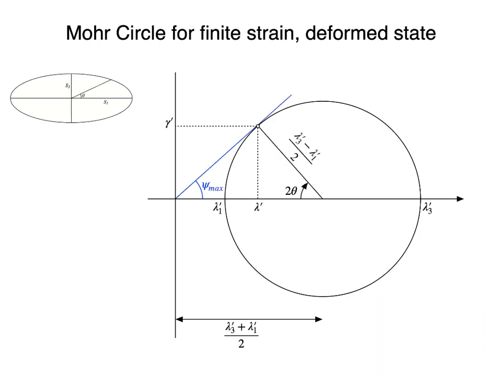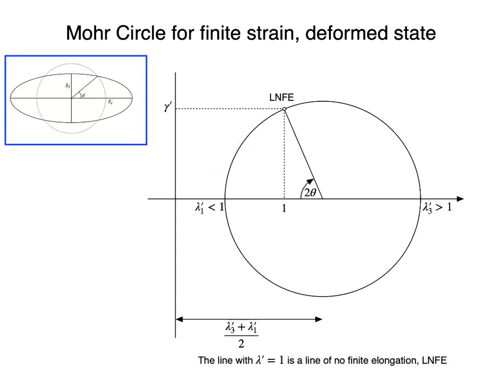Therefore, if we trace a tangent to the Mohr circle from the origin, this is the line of maximum angular shear and shear strain, and from the point of tangency with the circle, we can read the orientation of the line, theta, with respect to the long axis of the ellipse. For plane strain, there are always two orientations in the strain ellipse, where the lines have not changed in length. These are called the lines of no finite elongation, LNFE.